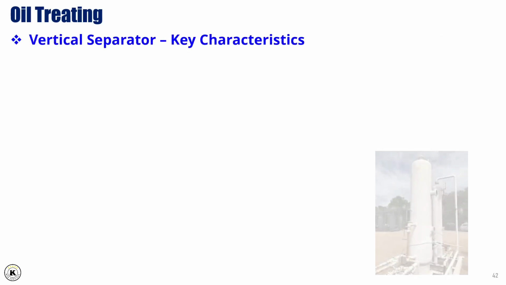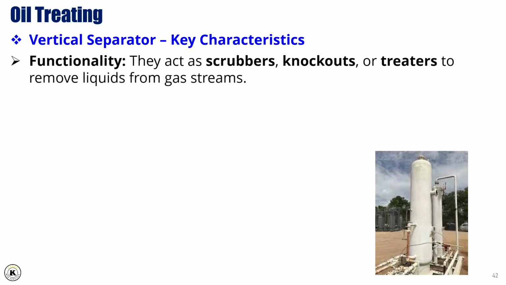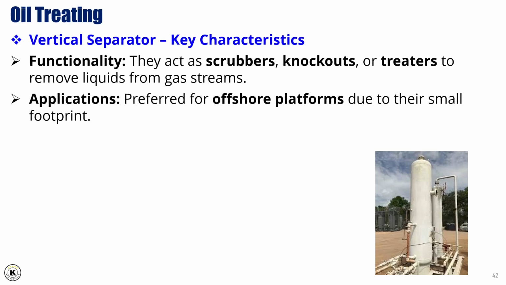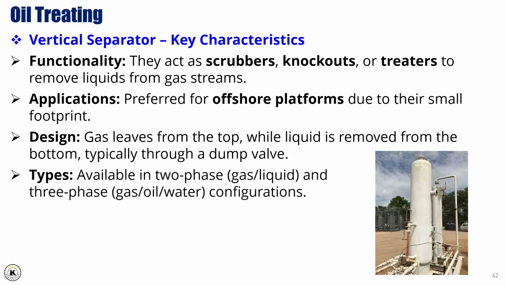Vertical separators have key characteristics. In terms of functionality, they act as scrubbers, knockouts, or treaters to remove liquids from gas streams. In terms of applications, they are preferred for offshore platforms due to their small footprint. As for design, the gas leaves from the top, while liquid is removed from the bottom, typically through a dump valve. Finally, vertical separators are available in two-phase, gas and liquid, and three-phase, gas, oil and water configurations.